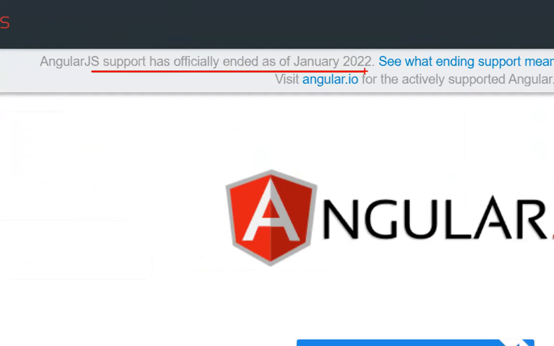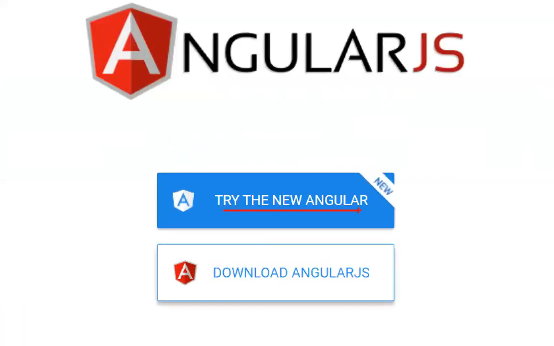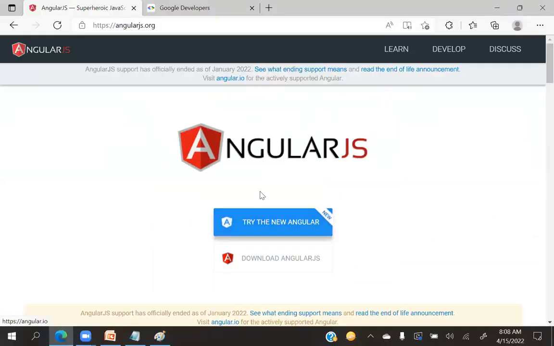We have AngularJS, but we don't support it anymore. Any issues that come up, we are not responsible. You take care. That means you are on your own if you are solving them. That is the reason they said, okay, then try our new Angular. Angular is not a replacement. Angular is an alternative. An alternative to whom? AngularJS. Before Angular, they had AngularJS. People have already migrated from AngularJS to Angular.